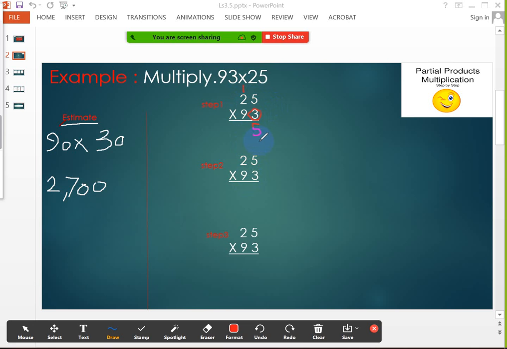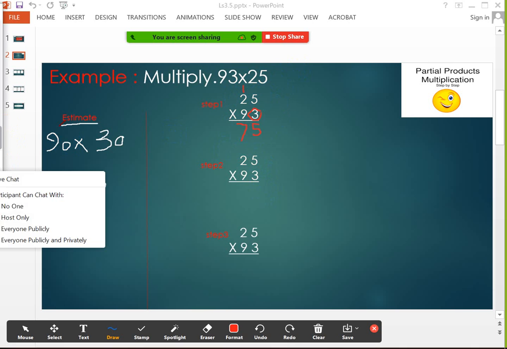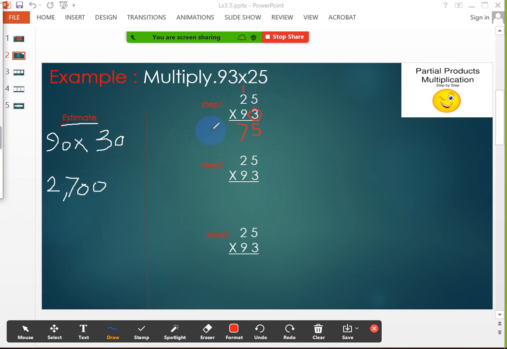So I have to write the 5 and 1 above the tens. Now I will multiply 3 with 2. 3 multiply 2 equals 6. 6 plus 1 equals 7. So this is the first answer, 75. Okay? So the first answer is for multiplying between 25 and 3. Okay? The first answer is for multiplying between 25 and 3.